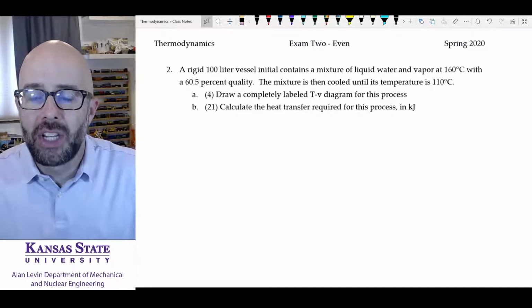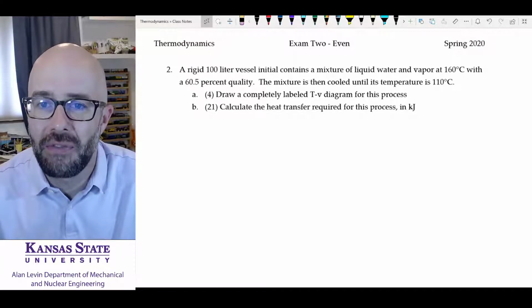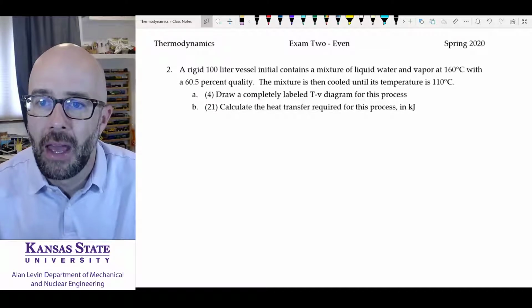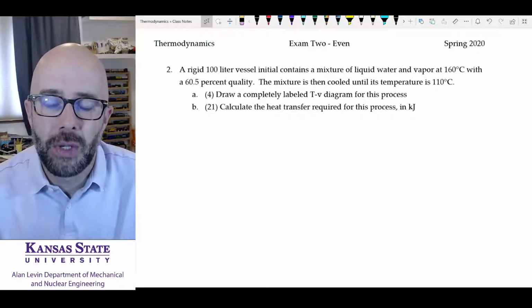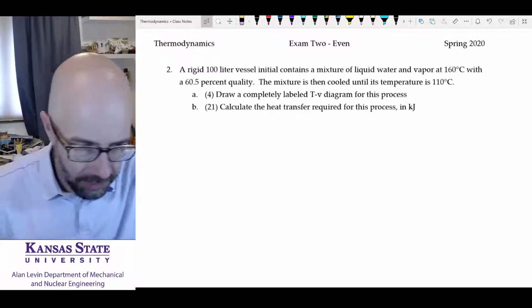Question number 2 has a rigid 100-liter vessel. It initially contains a mixture of liquid water and vapor at 160 degrees Celsius with a 60.5% quality. The mixture is then cooled until its temperature is 110 degrees Celsius. The first thing I want you to do is draw a completely labeled T-v diagram for this process. That's with 4 points. Okay, so let's do this.